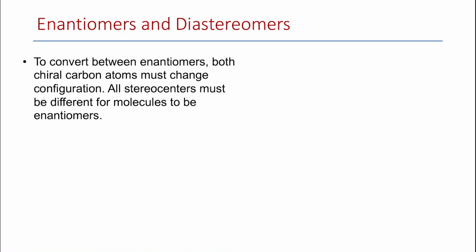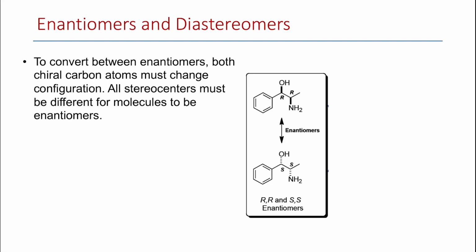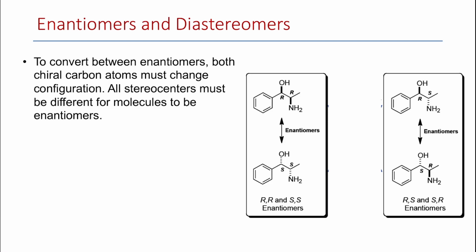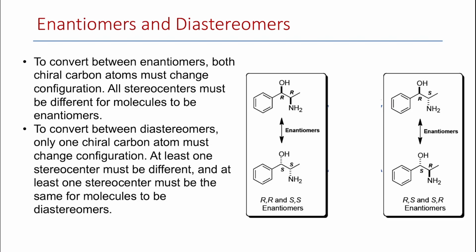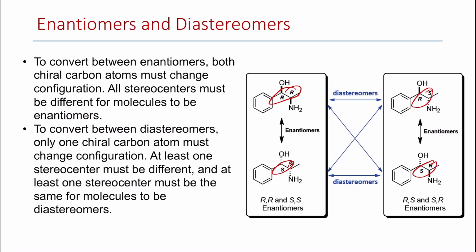So to convert between enantiomers, both chiral carbon atoms must change their configuration, and all stereocenters must be different for molecules to be enantiomers. So now with the ephedrine stereoisomers, the R,R and S,S are enantiomers, and the R,S and S,R are enantiomers. To convert between diastereomers, only one carbon has to change its configuration while the second one has to stay the same. So R,R will be a diastereomer of R,S and of S,R, while the S,S will also be a diastereomer of the R,S and S,R, and so on.